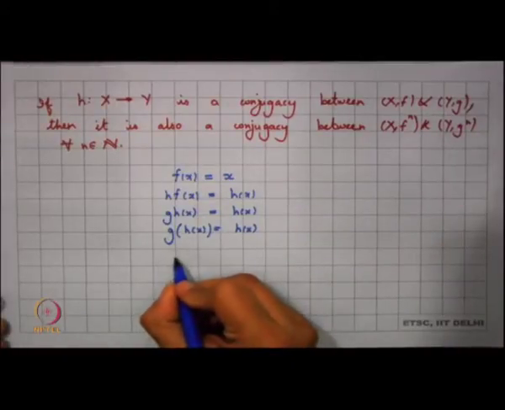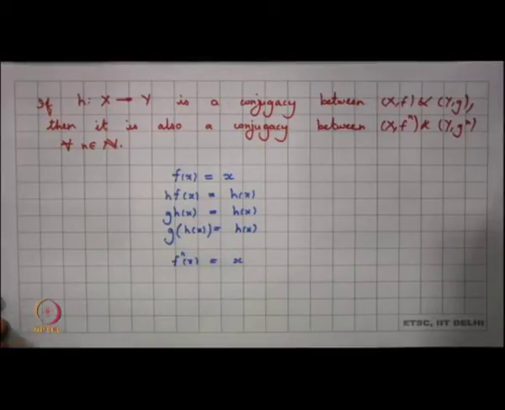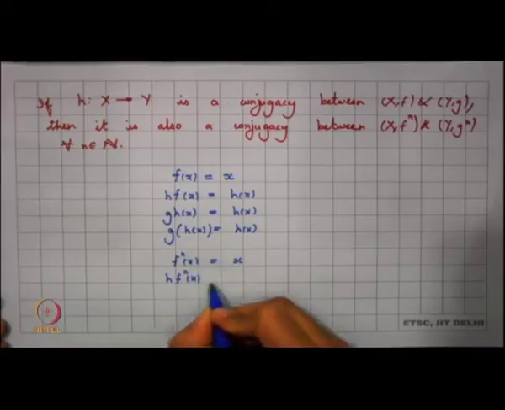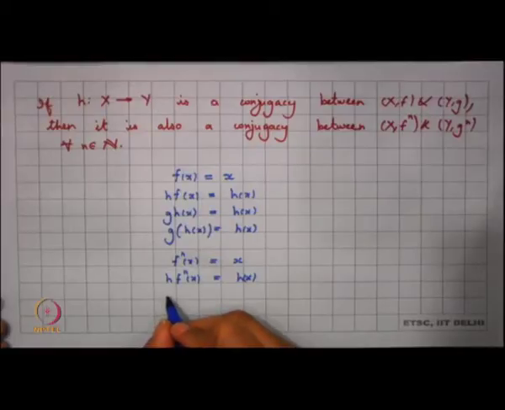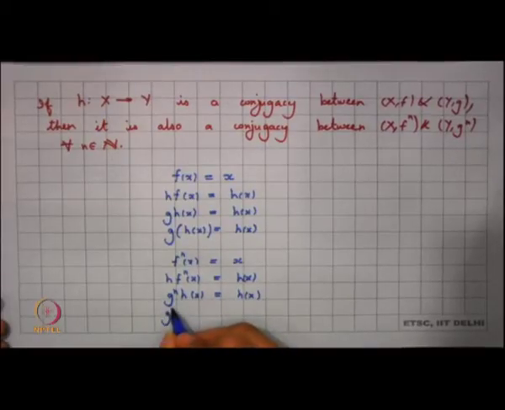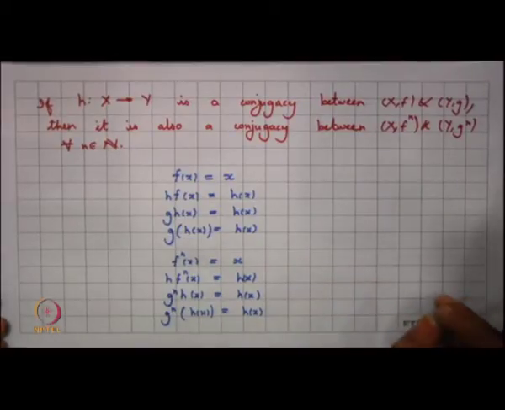What happens when f to the power n of x equals x? I look into again h of f to the power n of x, which is the same as h(x), which means that g to the power n of h(x) is the same as h(x). So, the periodic points in X correspond to the periodic points in Y.